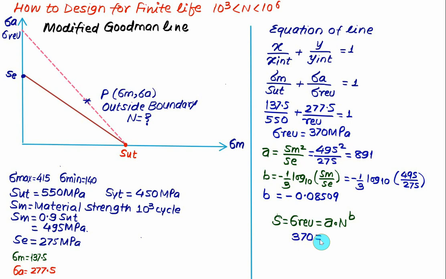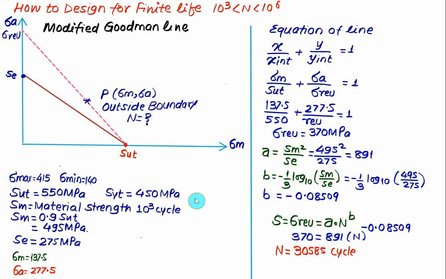We have constant A equal to 891, the number of cycles you have to calculate, and the value of B is minus 0.08509. So in this position we are able to find the life, that is a finite life. Now solve this equation and you will get the finite life close to 30585. That will be the number of cycles.